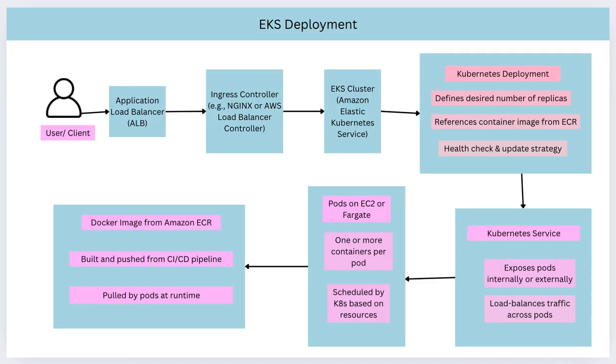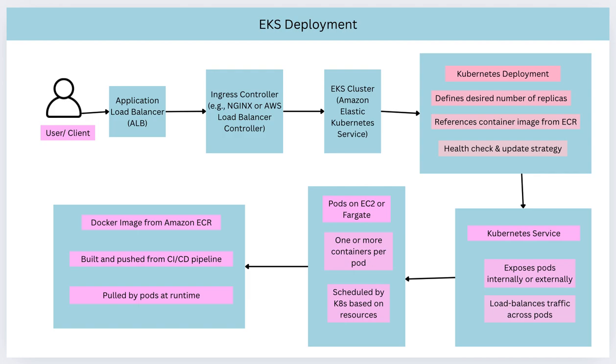Here's what an EKS deployment looks like. Incoming traffic hits an application load balancer. Behind it sits an ingress controller like nginx or the AWS load balancer controller, managing path-based routing. Inside the EKS cluster, Kubernetes deployments define how many replicas to run, which image to use, and how to handle rolling updates.